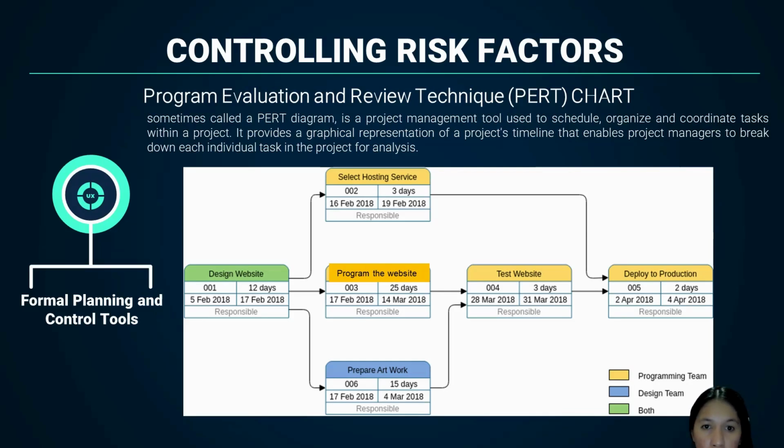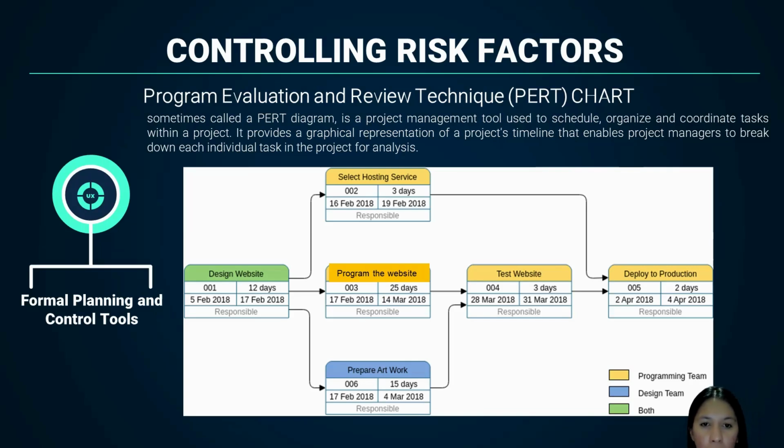So there are two overlapping tasks connected to designing a website. This is selecting a hosting service and preparing artwork. So these two tasks can be done on the same timeline. The selecting hosting service will be done by the programming team, and the preparing artwork, or the user interface in the website, will be done by the design team. Hosting service lasts for 3 days and preparing artwork will last for 15 days.